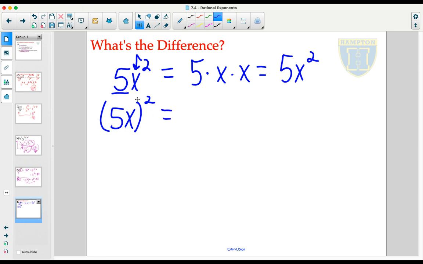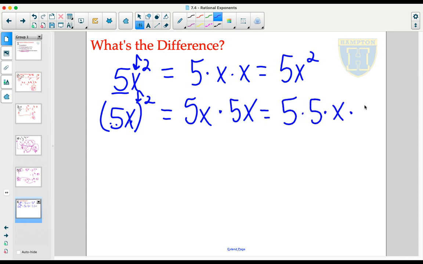In the second expression, we see how the 2 is directly adjacent to the parentheses. That 2 is applying to both of those terms on the inside. So what is actually being squared is the 5x. We're getting a copy of 5x multiplied by itself. If I was to simplify that a little bit further using the commutative property, I'm going to change the order around a little bit, and I'm going to end up with 25x squared.